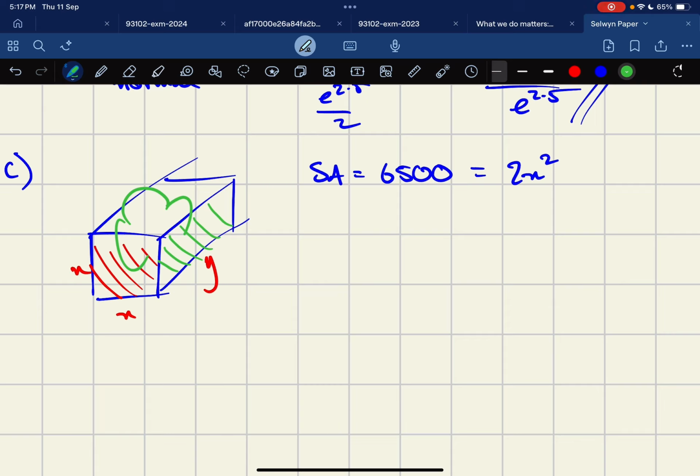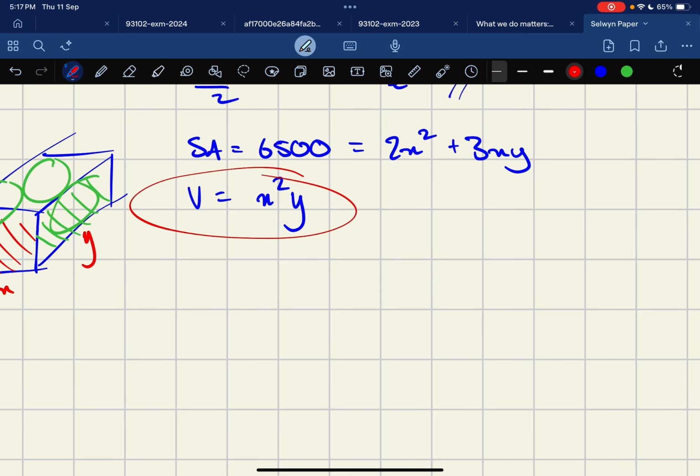Sorry, you have it on this side, and then the side that you can't see in the back. And the ground is not necessary because it is given to us. So there's 3 lots of x times y. And then what is the volume of this? Because we want to maximize the volume. So the volume of this is given by the length times width times height, which is x squared times y.